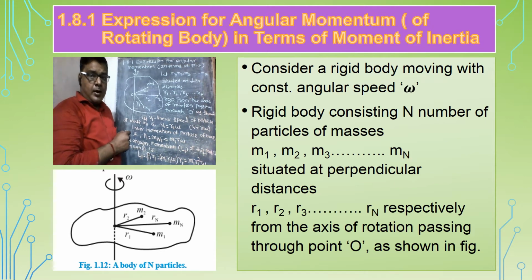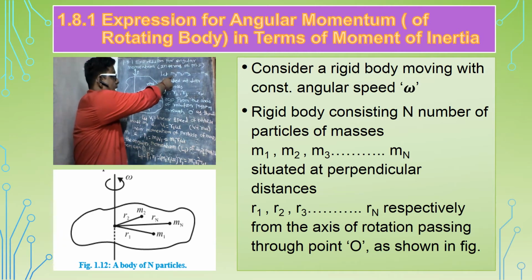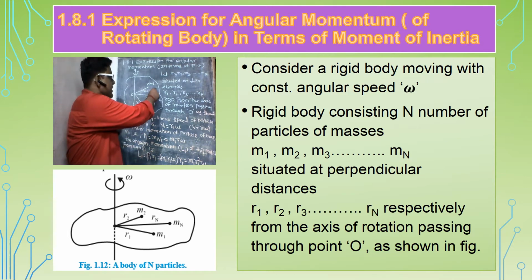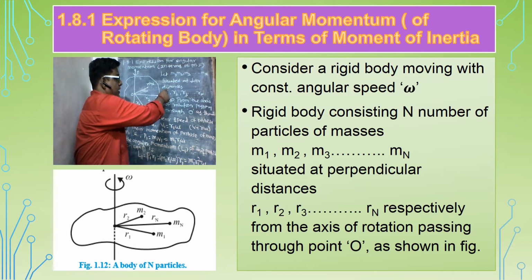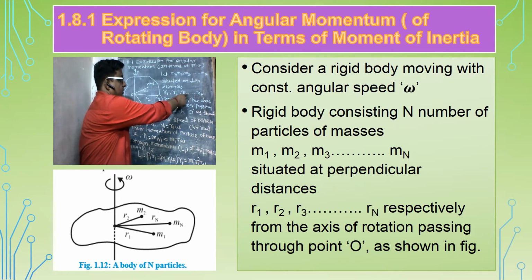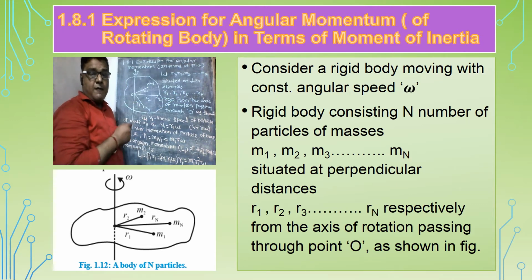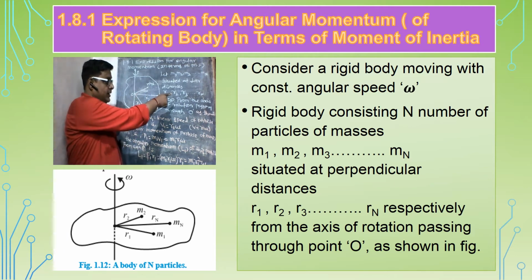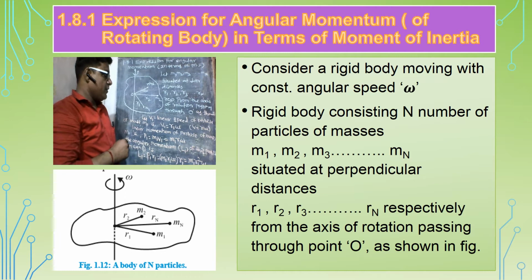Now this rigid body consists of n number of particles of masses m1, m2, m3, up to mn. These masses are situated at perpendicular distances r1, r2, r3, up to rn respectively from the axis of rotation passing through the point O, as shown in the figure.